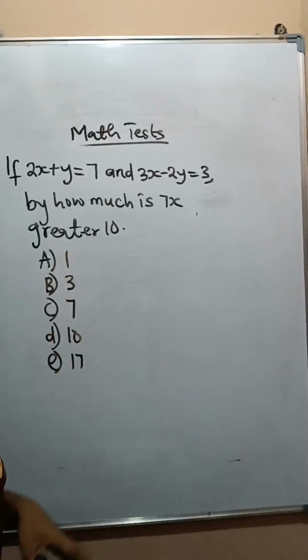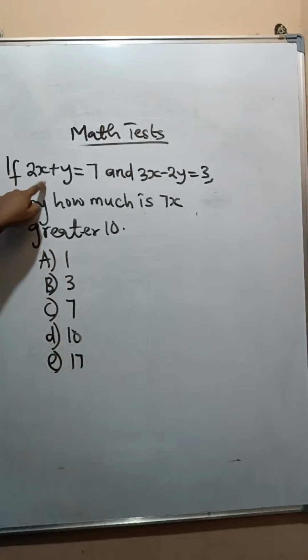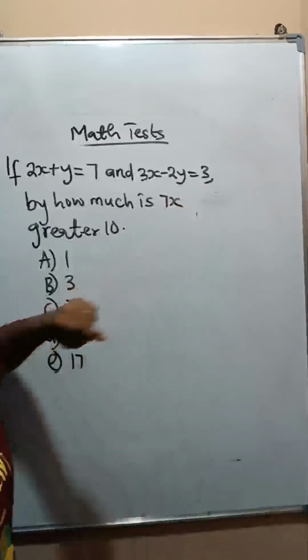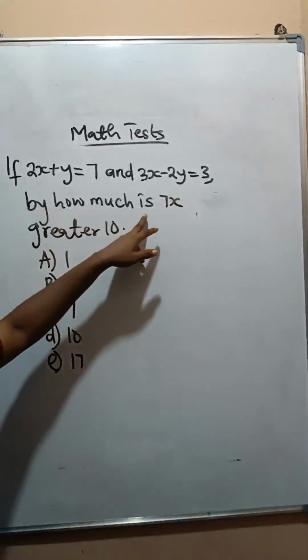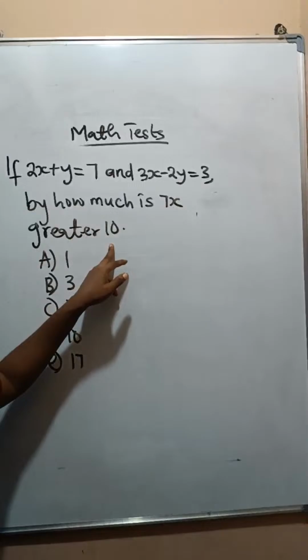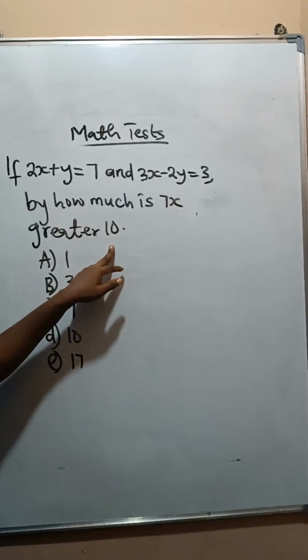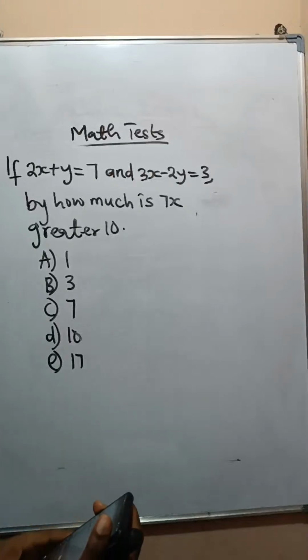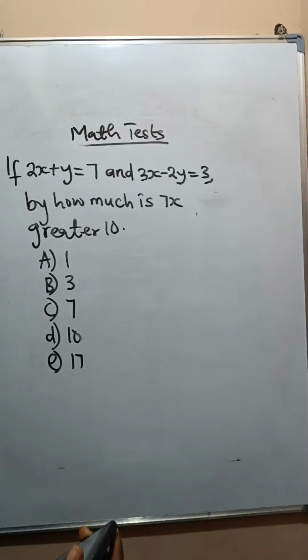If you look at this question, we are told if this is equal to this and this is equal to this, by how much is 7x greater than 10? This is invariably telling us we need to find x first. Okay? So Bloom says it's A or B.